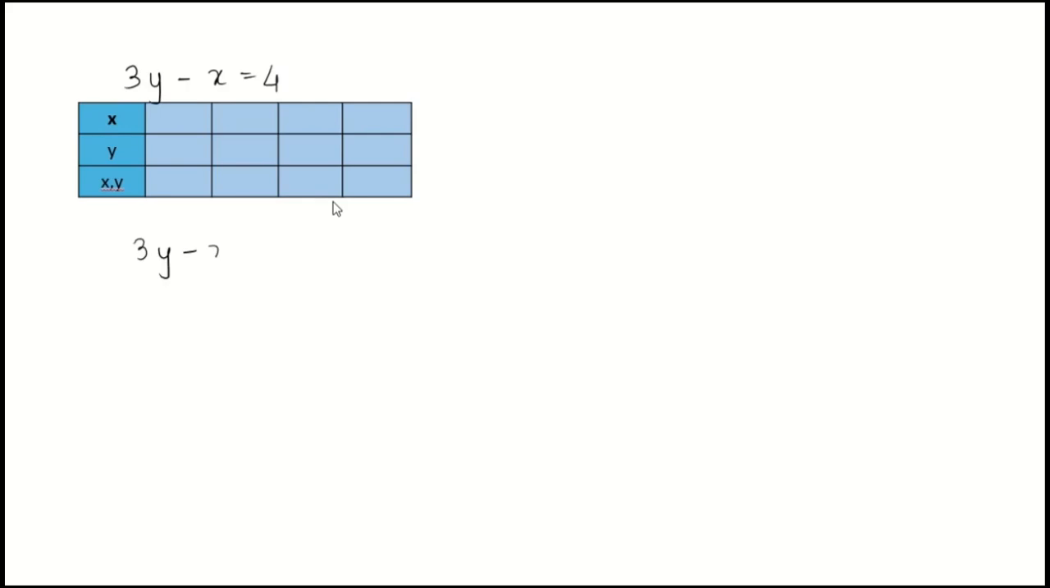3y minus x is equal to 4. On solving this, we need to get the total as 4. How to write this number now? We can also write it as 0 plus 4, which will give us 4. If you see here, y is first in the equation and x is next.